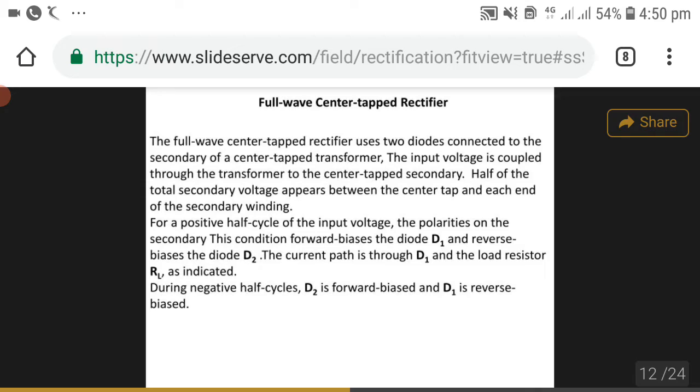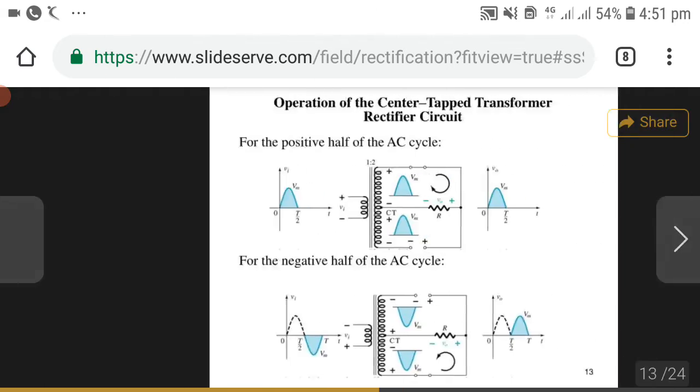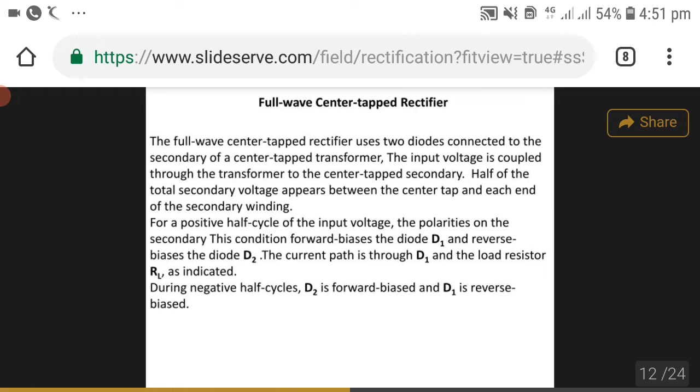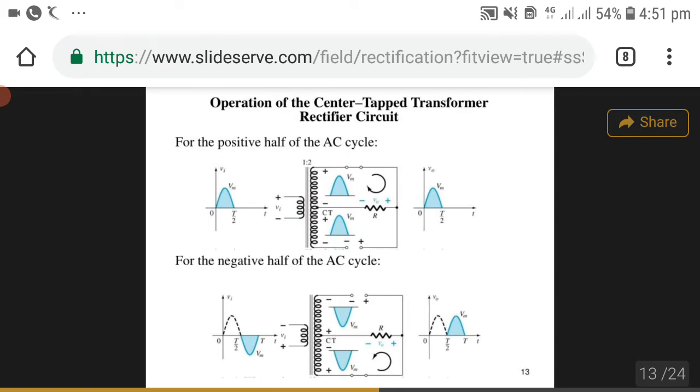The full wave center tap rectifier uses two diodes connected to the secondary of a center tap transformer. The input voltage is coupled through the transformer to the center tap secondary. Half of the total secondary voltage appears between the center tap and each end of the secondary winding. For the positive half cycle of the input voltage, with the polarities on the secondary as shown, this condition forward biases the diode D1 and reverse biases the diode D2. The current path is through D1 and the load resistor RL, as indicated.